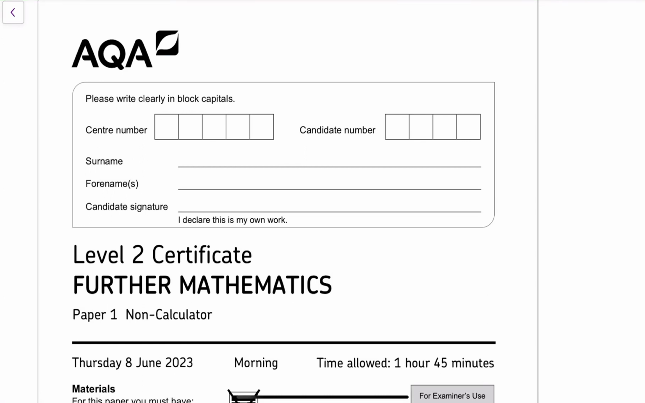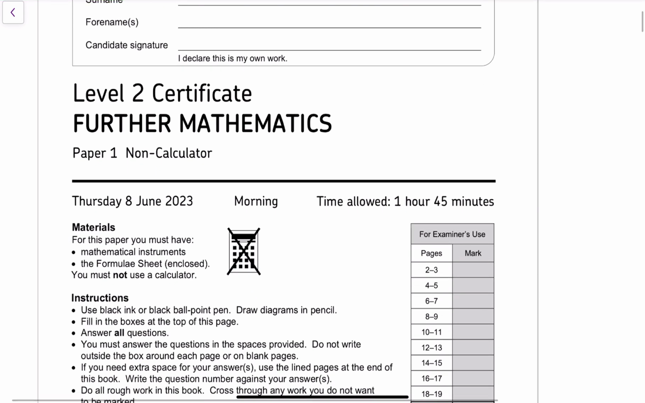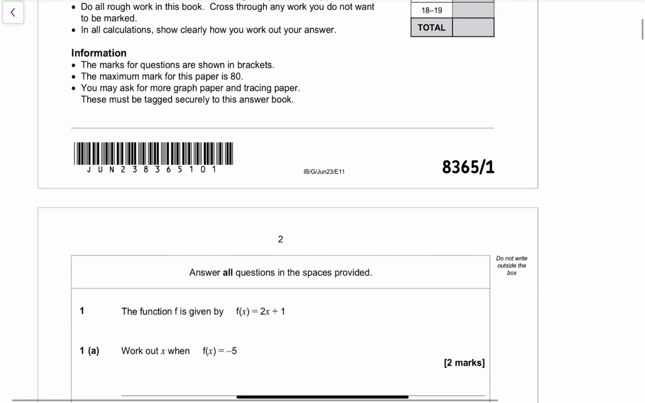In this video, we're going to look at the solutions to AQA's Level 2 Certificate Further Mathematics, Paper 1, and this is from June 2023, or Summer 2023. This is a non-calculator paper, and the time allowed is 1 hour and 45 minutes.